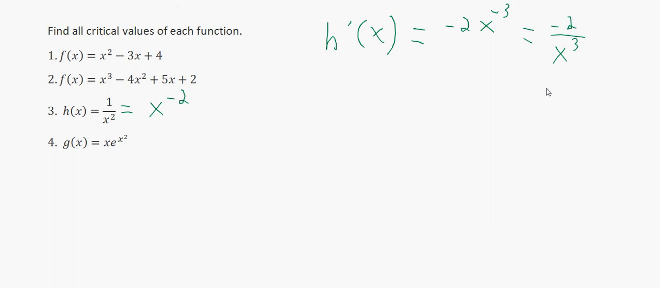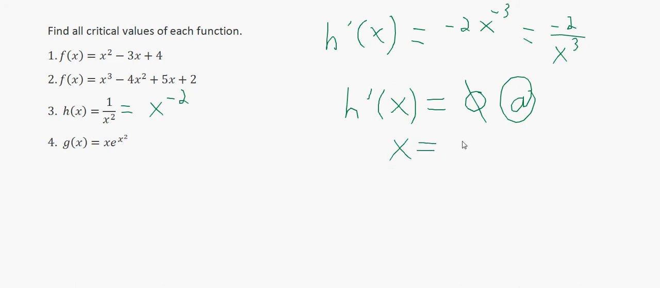So h prime of x is undefined at x equals 0. So 0 could be a critical number because the derivative is undefined there. Remember, the derivative has to be undefined, and the x value has to be on my function. The function has to be defined there.